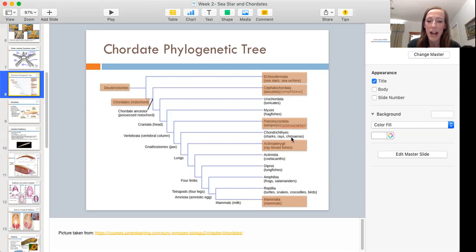And then we also have a perch as an example of a ray-finned fish. And then later on in the semester, we have a pig for you guys to dissect as an example of the mammalian group. So those are the major subphyla that we are going to examine.